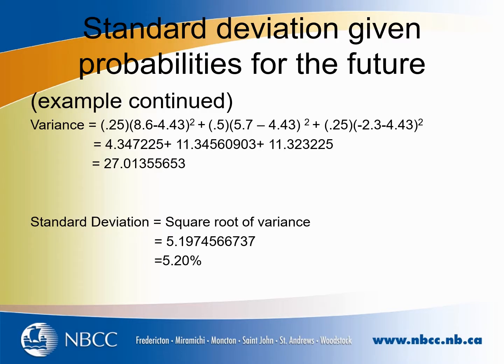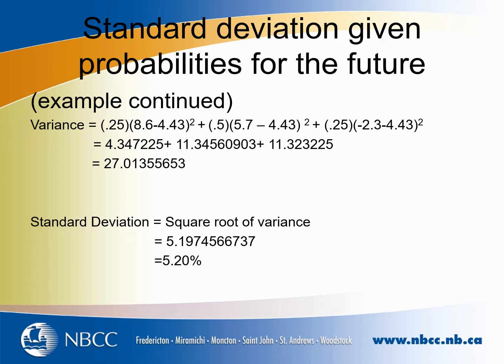And as I said, once you have the expected return, then you can use that information along with the probabilities that you've been given to determine the variance. Because we've determined that our expected return is 4.43%, all we have to figure out now is how much each of these possible situations differs from 4.43%. And we said that the variance was the average of the squared deviations.